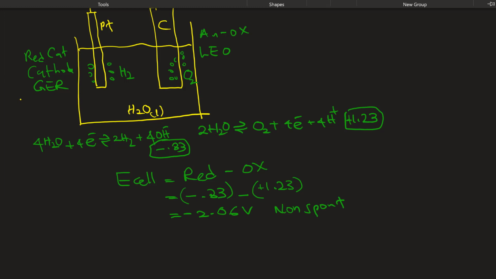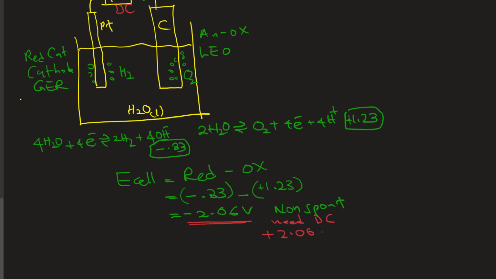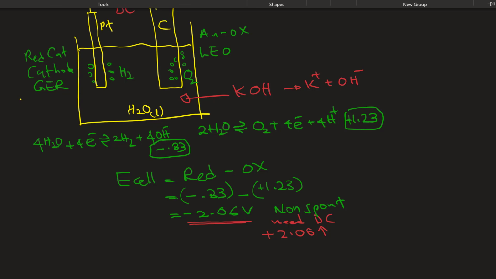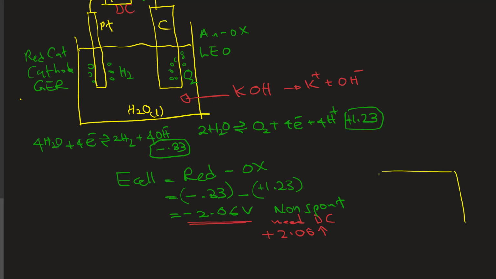So again, it's a minus value, non-spontaneous. What do we do? We plug in a battery, DC current, plus 2.06 volts onto the DC source. We put a battery there, we can get oxygen in the anode and hydrogen in the cathode. Now also remember, pure water would not do this. Simply you need something like KOH, sodium hydroxide, 1 molar, 0.5 molar, just to make ions, electrolytes running through the system. Got it?